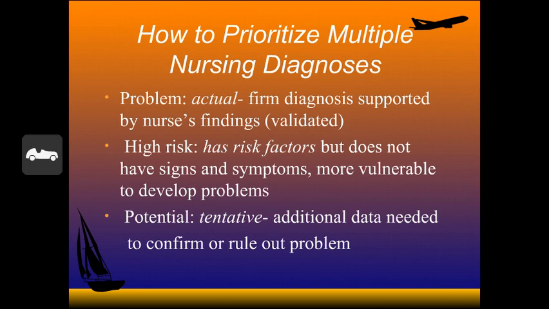A high risk is where a patient only has risk factors, but does not have any actual signs and symptoms. This is the risk for we were just talking about. Your patient is more vulnerable to develop these problems, but they don't have them yet. And then there's possible problems. These are just tentative. Additional data is needed to confirm or rule out whether you could use this.